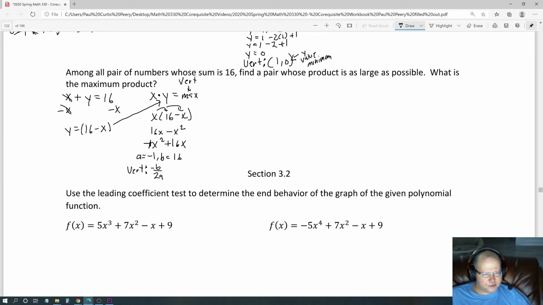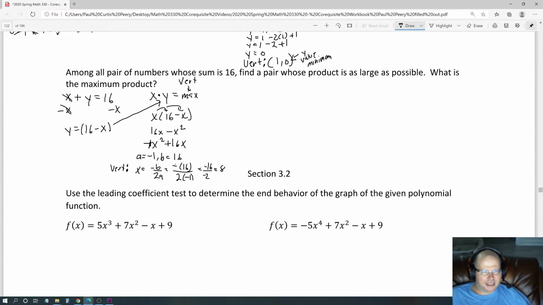Again, if you don't want to do it this way, I would understand. Negative b in this case is negative 16, and 2 times a, which is negative 1, gives me negative 2. So negative 16 over negative 2 gives me positive 8. So the x value of the vertex is equal to positive 8. We're dealing with the vertex here, that's what we're trying to find out.